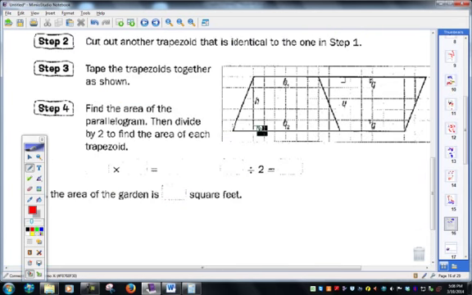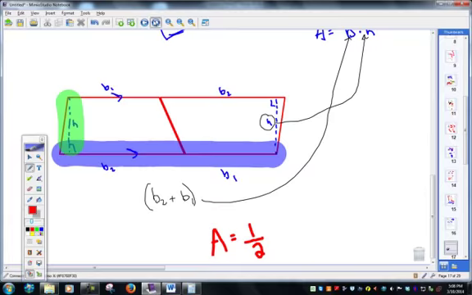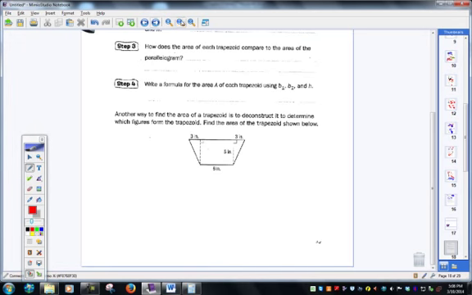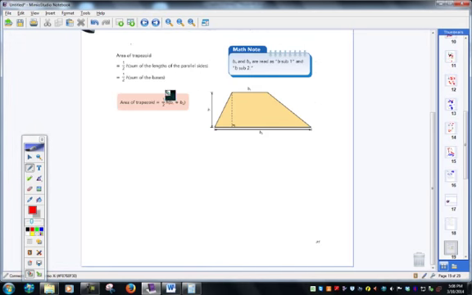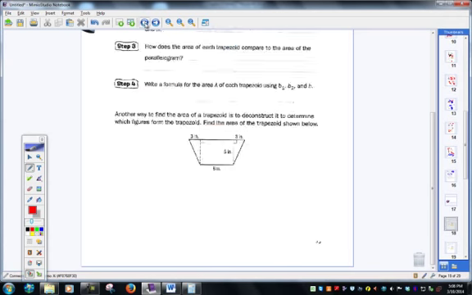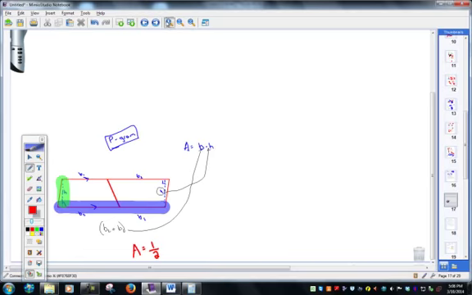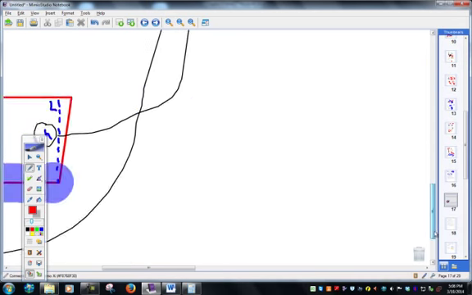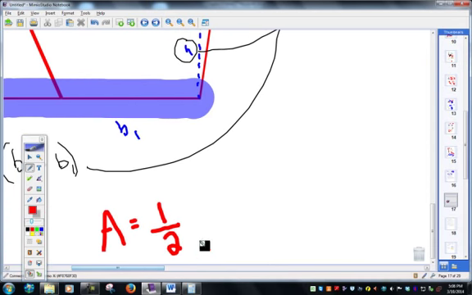Let me find it for you. It's right here. So it's maybe on like 2 pages from now. Okay? And it is 1/2 the height, 1/2 times the height, times the sum of base 1 plus base 2.